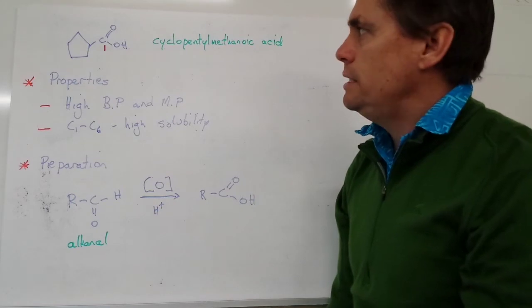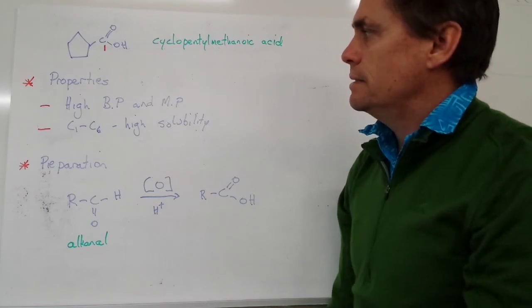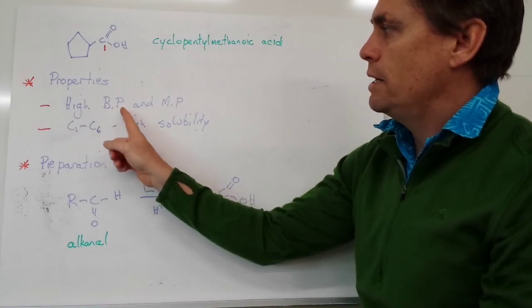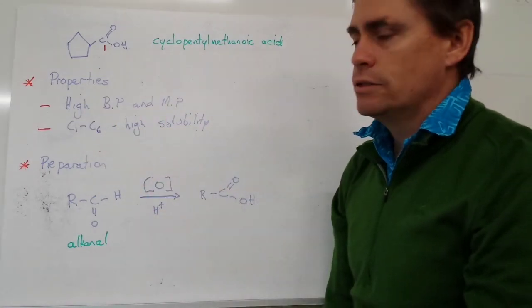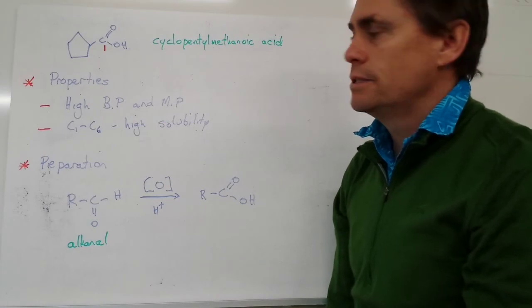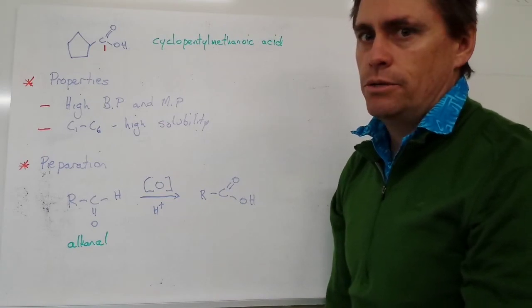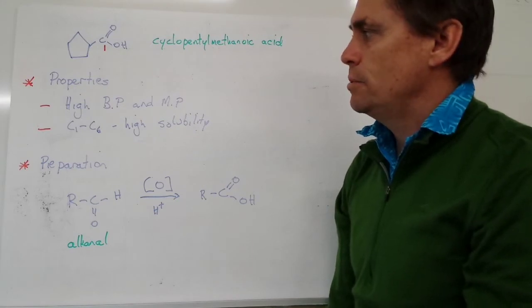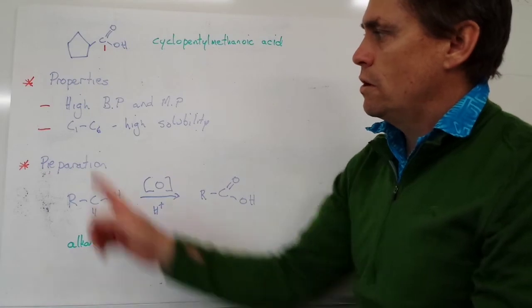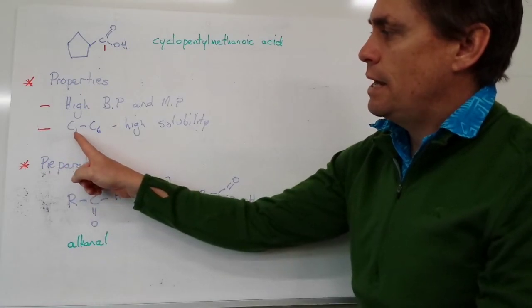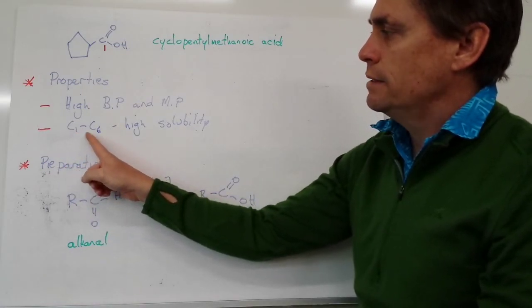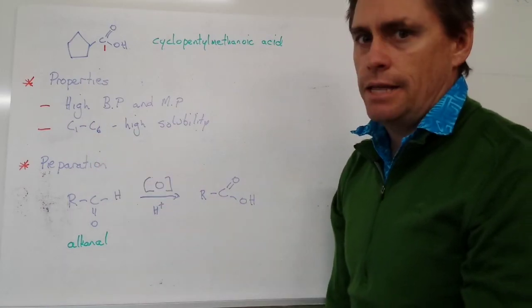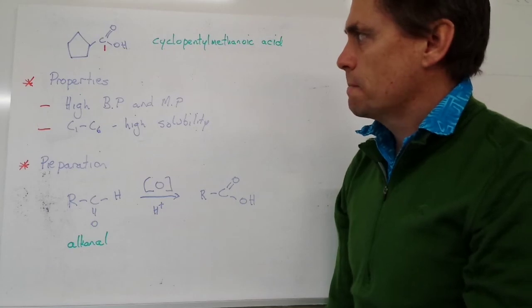Let's have a look at some properties of alkanoic acids. Compared to alkanes, they generally have a high boiling point and melting point because of the intermolecular forces. They have hydrogen bonding between the oxygens and the hydrogens, and the alkanes just have London dispersion forces. We've also got quite high solubility if we've got 1 to 6 carbons in our chain for our alkanoic acid. After that, solubility starts decreasing.